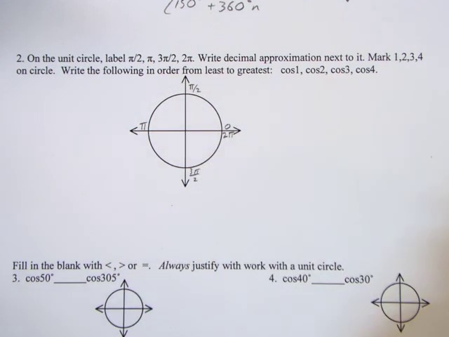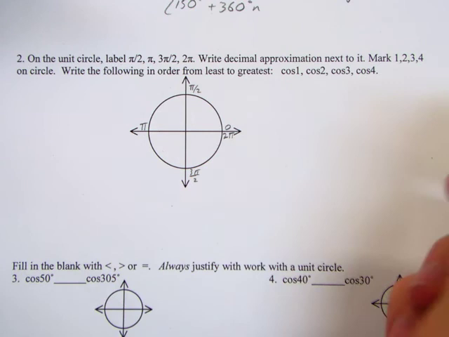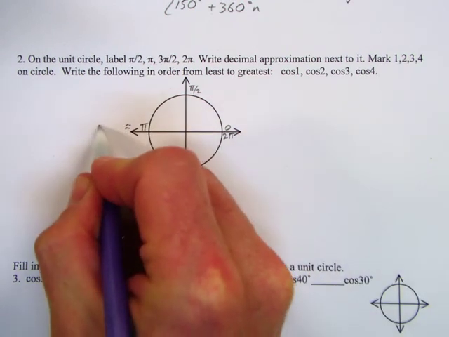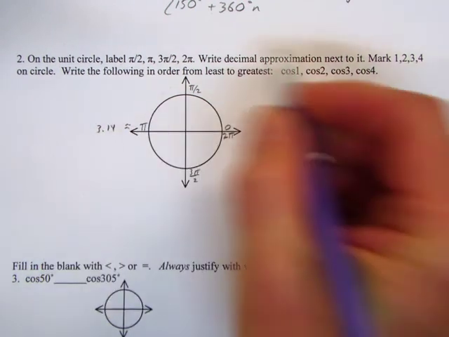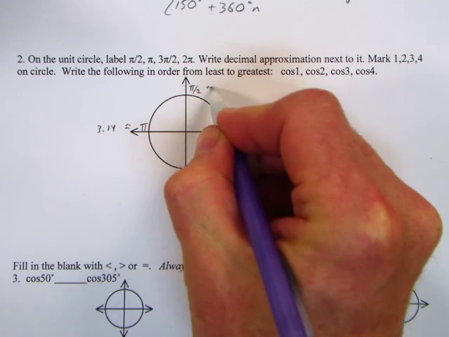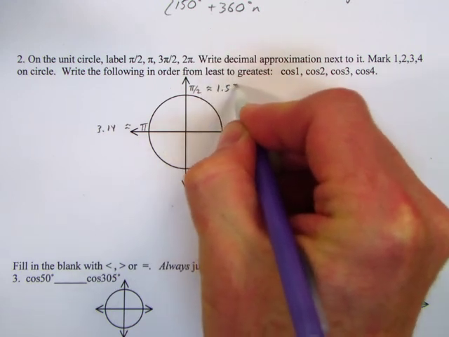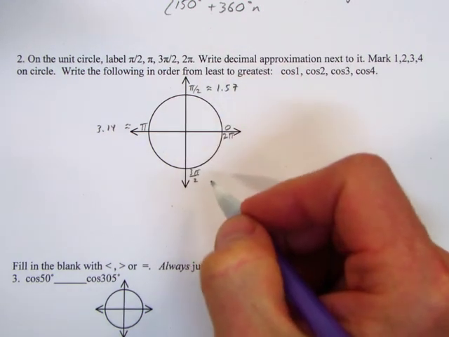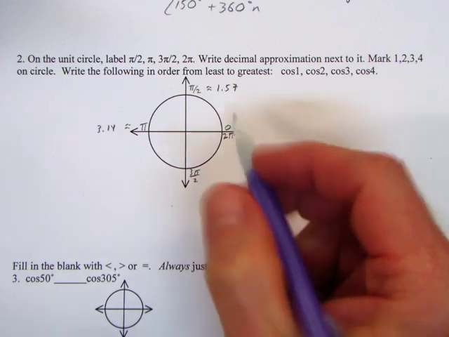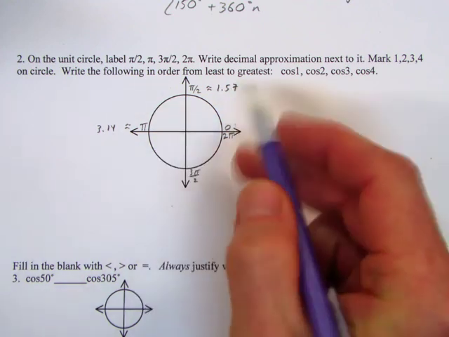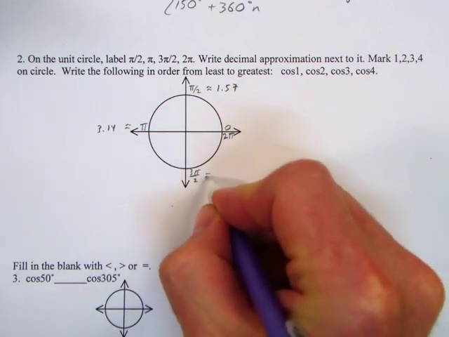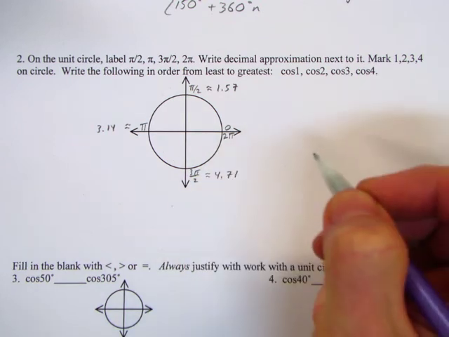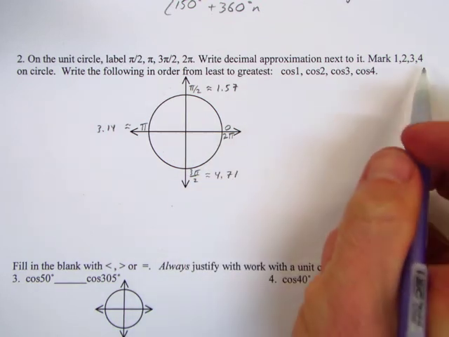Now, one of the things we need to know is the approximation of all these numbers. And we've gone over some of this. Pi is 3.14, and you know that. Take that number and divide it by 2. We get 1.57. And 3 pi over 2 is the same as pi plus pi over 2. So if we take these 2 and add them together, we get approximately 4.71. So now let's mark 1, 2, 3, 4.